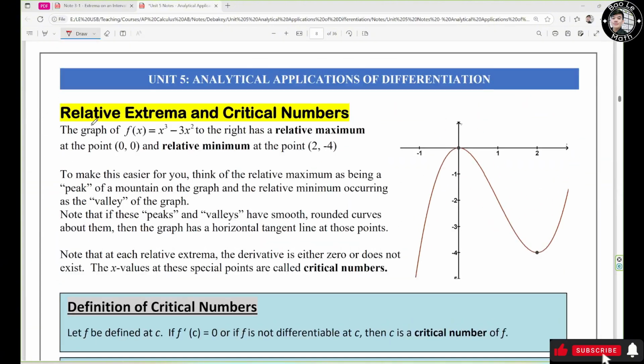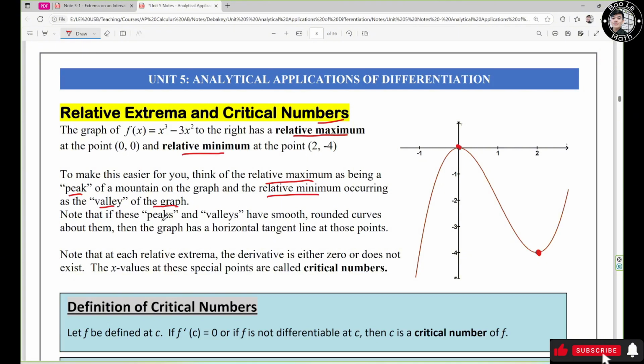Now let's move on to the next one: relative extrema and critical numbers. The graph of f(x) equals x cubed minus 3x squared, to the right, has a relative maximum, which is right here, and a relative minimum, which is right here. To make this easier, think of the relative maximum as the peak of a mountain on the graph and the relative minimum as the valley of the graph.